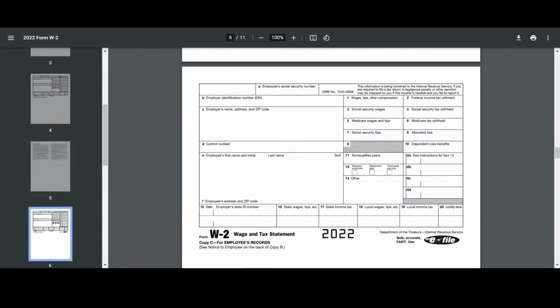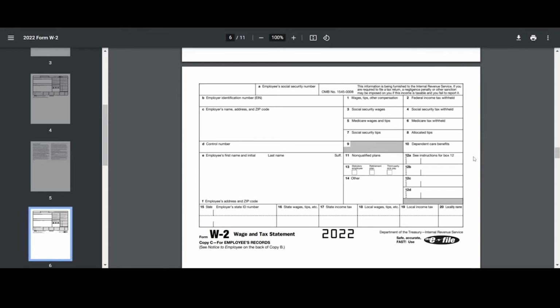And so we're going to start with box A. It's the employee's Social Security number. That's pretty self-explanatory, just their Social Security number. B is the employer identification number. This identifies the company that the employee works for. Then they're going to have the employer's name, so the company's name and address.